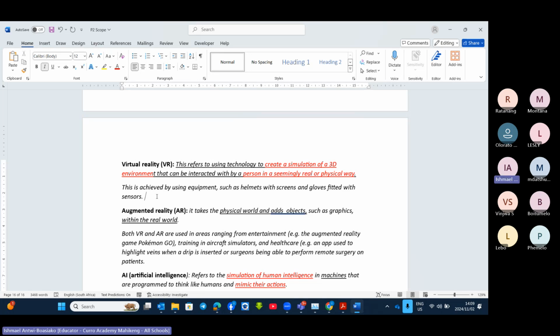But then the disadvantages are that you can have motion sickness. Sometimes you can have even headache because you put a helmet on your head for a long time. So you must know also at least two disadvantages and then advantages of VR.